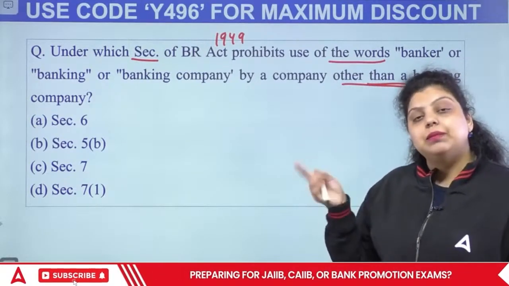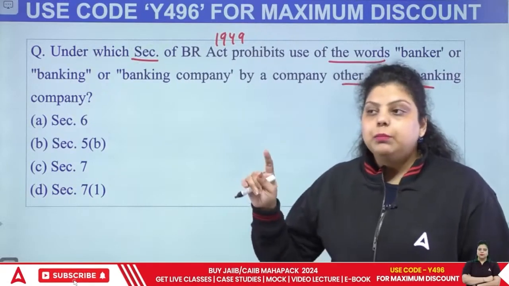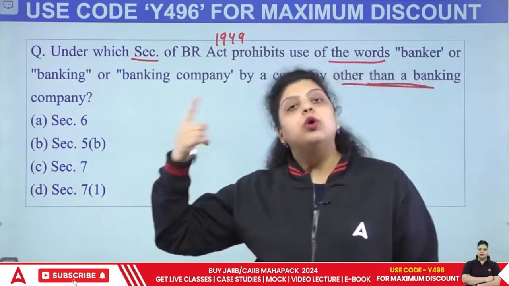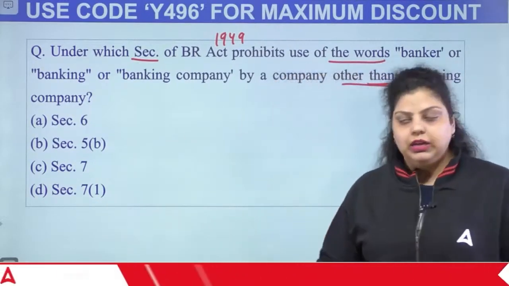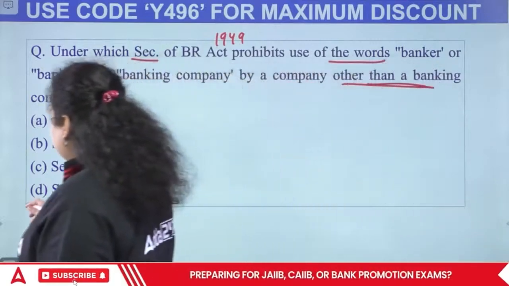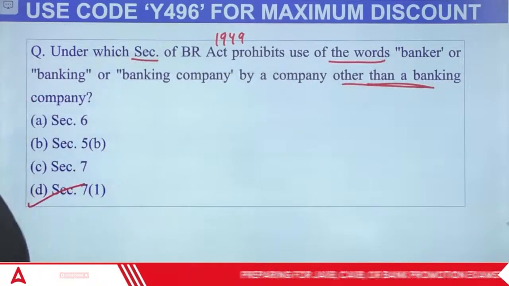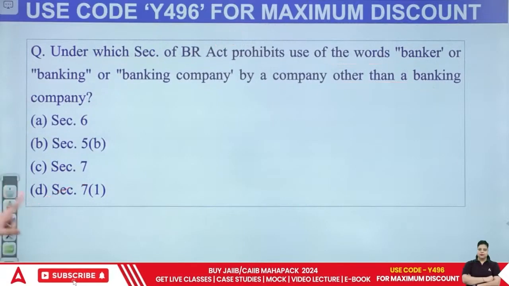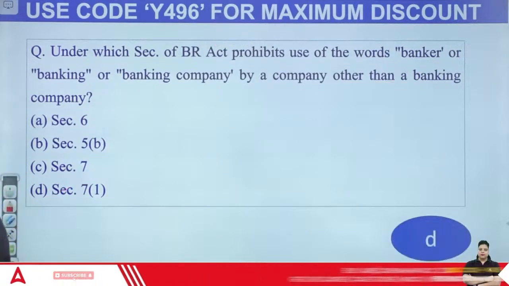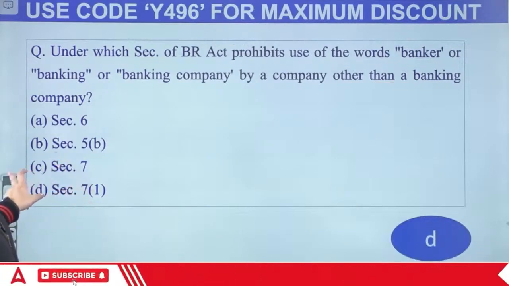If not, let's say you are accepting money from the public, but not for lending or investment, but for your own business, that's not banking, and that is defined under Section 7(1) of the Banking Regulation Act 1949. So the right answer for this question will be D.